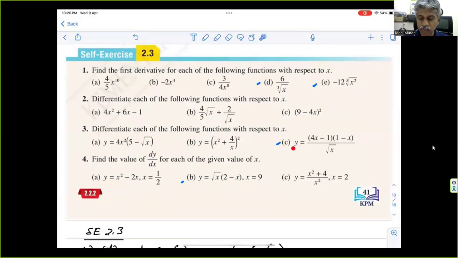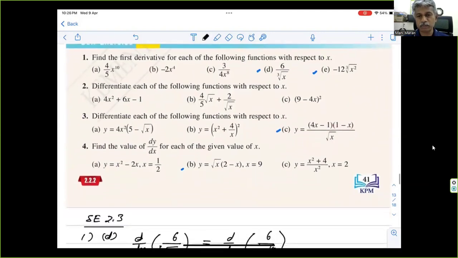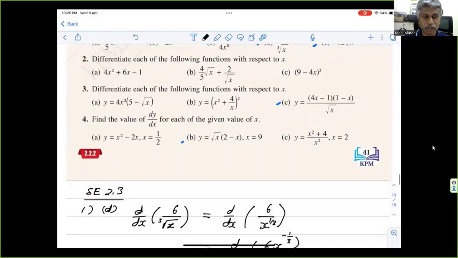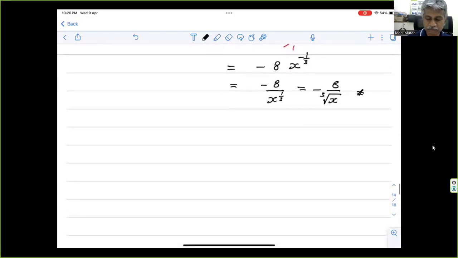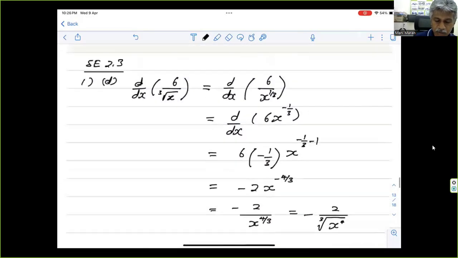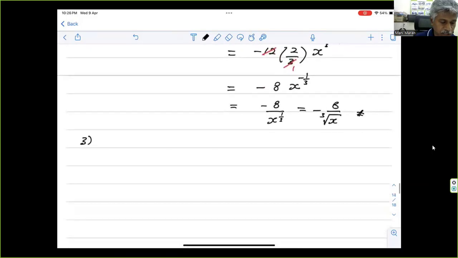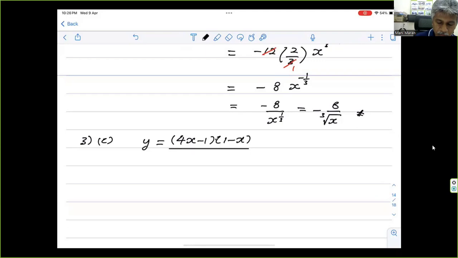Now you are given it in terms of y. We're going to differentiate this function with respect to x. I'm going to do this once, but I want you all to try this again on your own. So question number 3C. You are given the function y is equal to 4x minus 1 multiplied by 1 minus x over the square root of x.